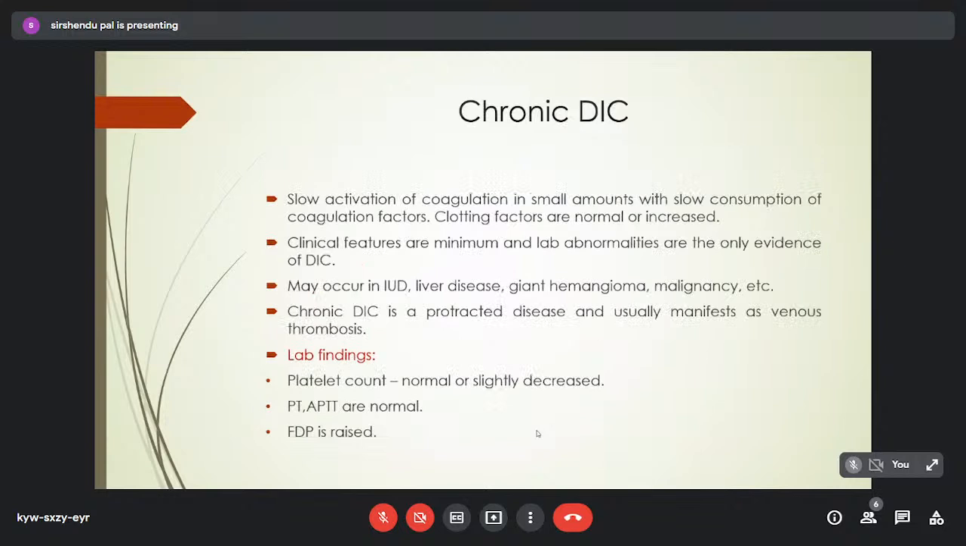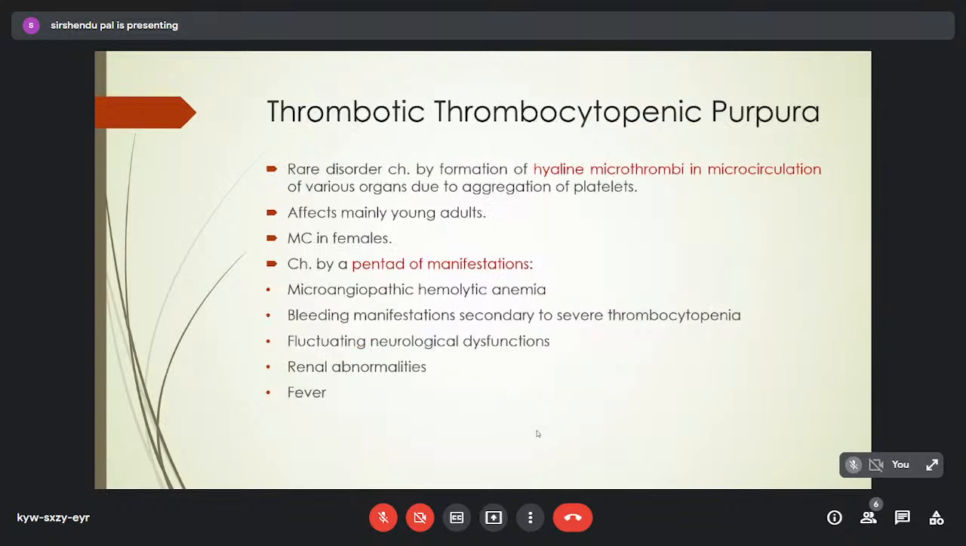Coming to chronic DIC. In chronic DIC, there is a slow activation of coagulation in small amounts with slow consumption of the coagulation factors. So the clotting factors are normal. Clinical features are minimum and lab abnormalities are the only evidence of DIC. It may occur in intrauterine death, liver disease, giant hemangiomas, malignancy, etc. Chronic DIC is a protracted disease which usually manifests as venous thrombosis. The lab findings show the platelet count to be normal or slightly decreased. Unlike acute DIC, in chronic DIC, the PT and APTT are normal, but the FDP, that is fibrin degradation product, is raised.